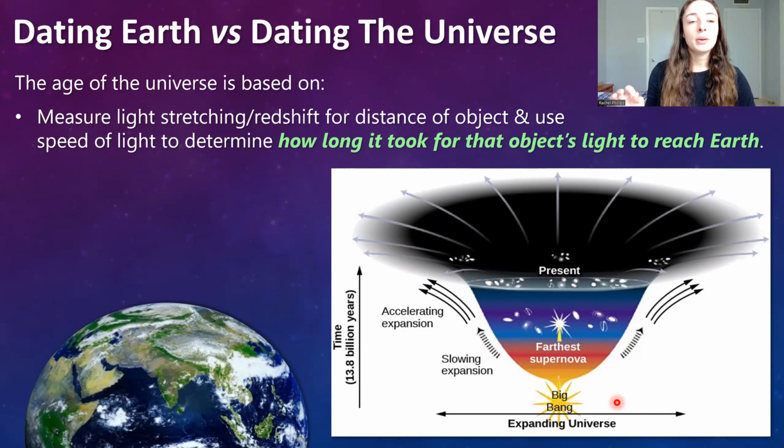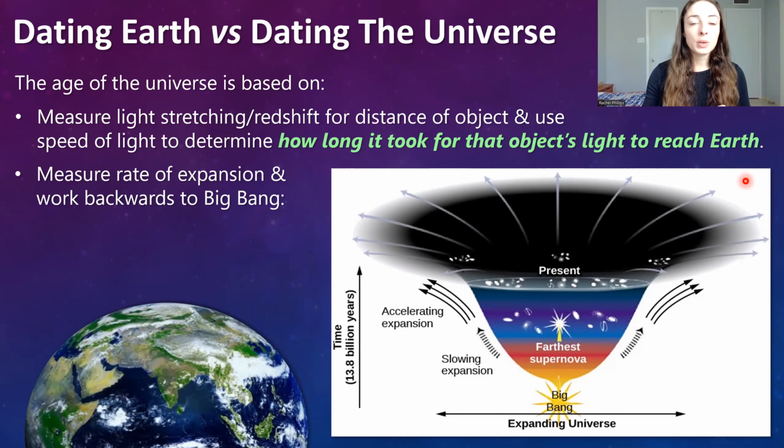Now, briefly here, I want to mention the difference between dating Earth and dating the universe. The age of the universe is based on light, basically, the speed of light. So we use the light stretching, or what's called redshift, to understand the distance of an object that we're receiving light from, that we're measuring with our telescopes, or whatever it may be. And then we use the speed of light, which is a constant, 3.0 times 10 to the 8th meters per second, or 2.999 or something like that, to determine how long it took for that light from that object to reach Earth.